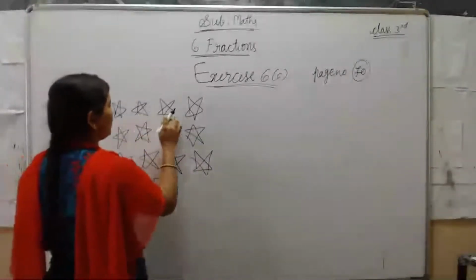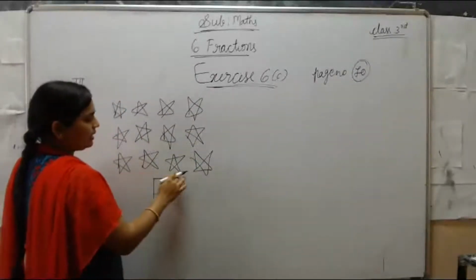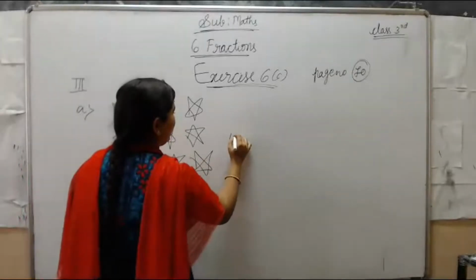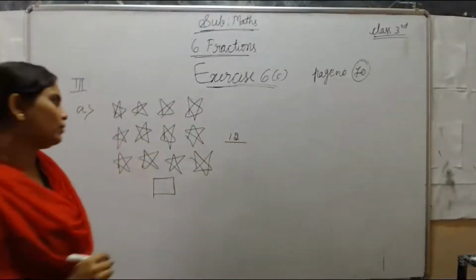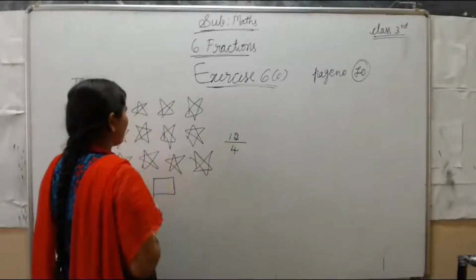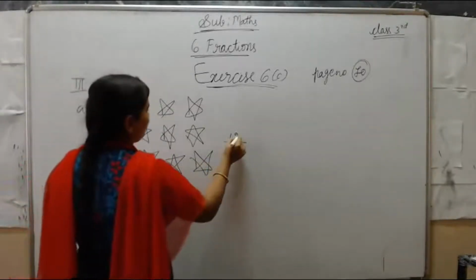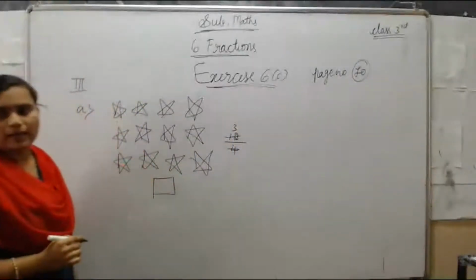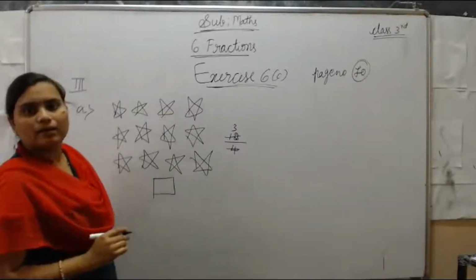Then 1, 2, 3, 4, 5, 6, 7, 8, 9, 10, 11, 12. There are 12 objects, and they can be divided into 4 equal parts. 4 ones are 4, 4 threes are 12. How many objects do we get in each part? 3 objects.